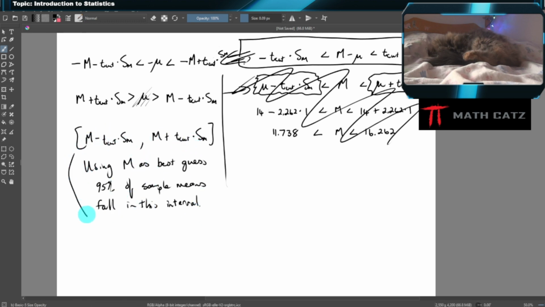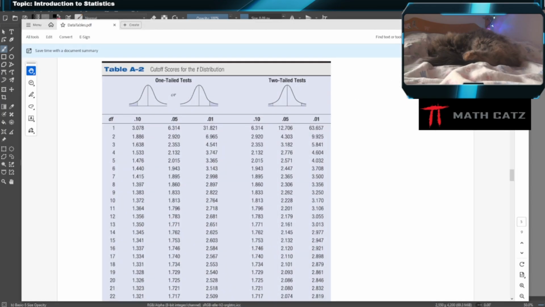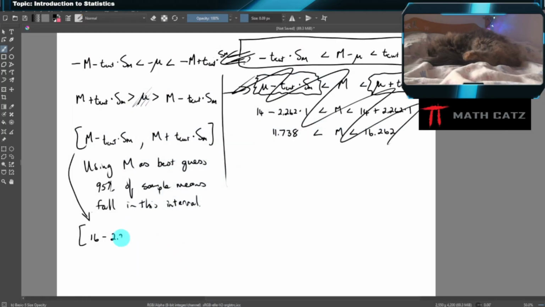Let's actually calculate this interval. We had a sample mean of 16, right? 16 minus 2 point, no, what was it? Was it 2.626, 2.262? 2.262. Okay. 16 plus 2.262 times 1.